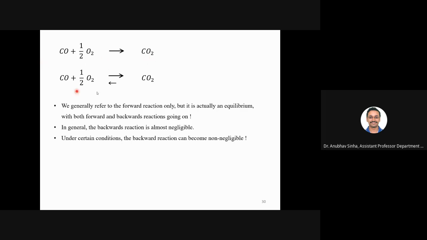We tend to neglect the backward reaction. But in certain conditions, this becomes non-negligible, and we also need to account for it. We'll talk about what those conditions are in later slides. Now, if CO2 is dissociating, breaking down into CO and oxygen, then it will also affect the temperature, right? Yes or no?